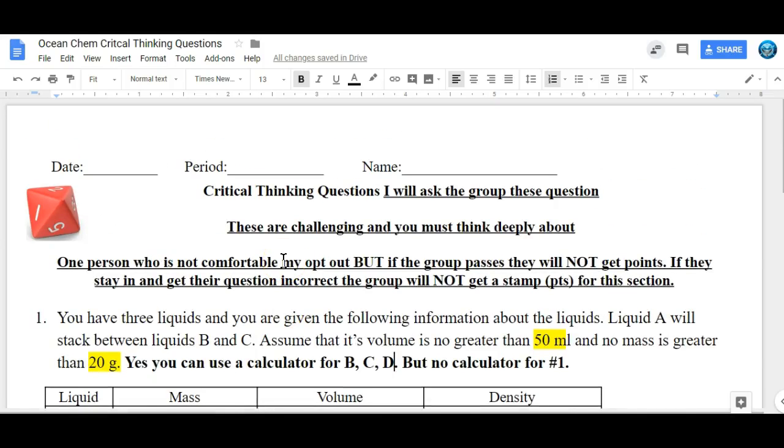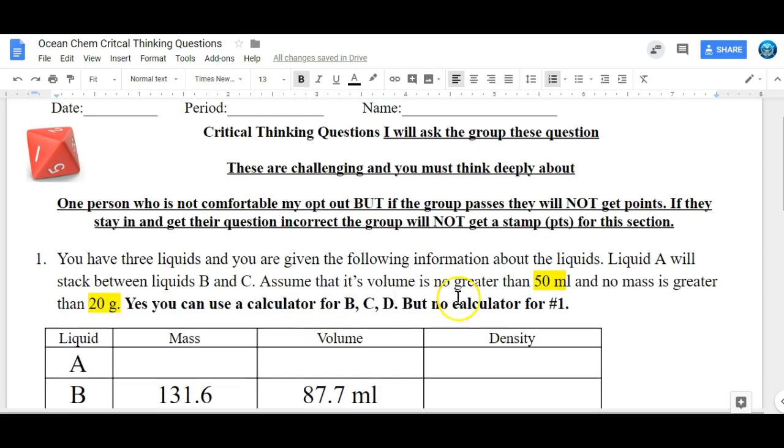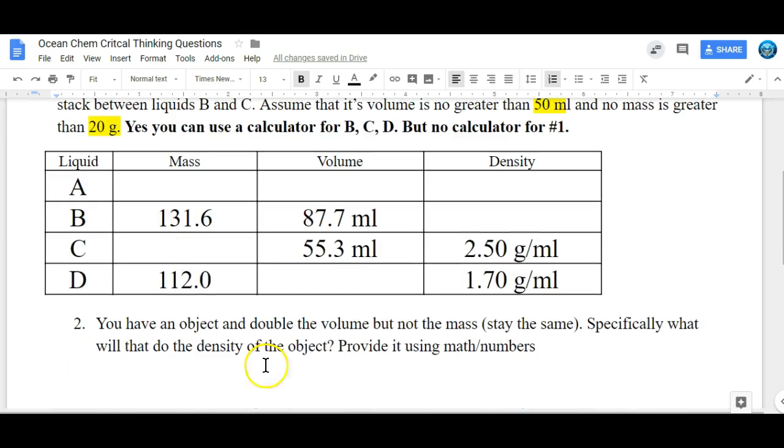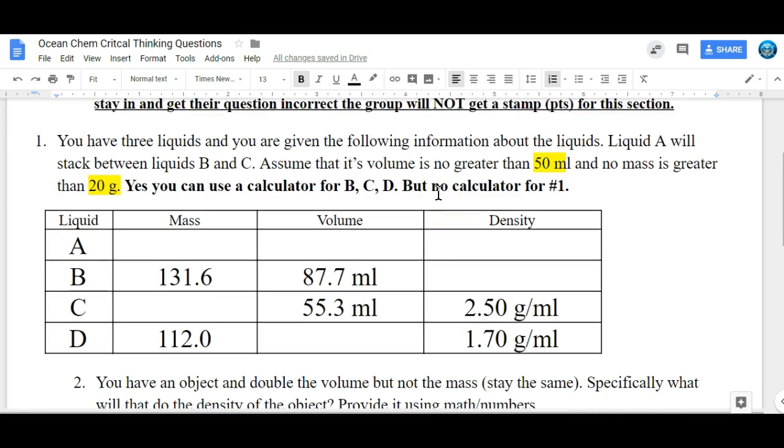So this is just a walkthrough of the critical thinking question, just to give you some ideas of how you might approach these. So this one's saying you have 3 liquids, and you're given the following information. Liquid A will stack between liquids B and C. Assume that its volume is no greater than 50 mLs and its mass is no greater than 20. You can use a calculator for B, C, and D, but no calculator for letter A.